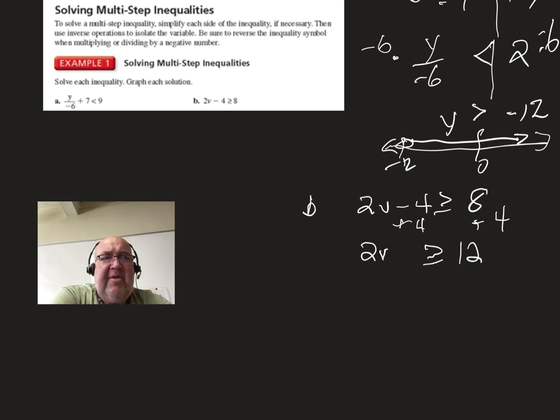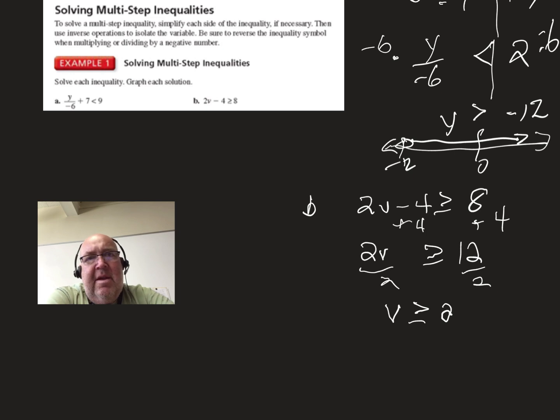Anytime you have a number next to a variable, it's multiplying that variable by that number. So we're going to divide both sides of the equal sign by 2. It was a +2, so we don't have to worry about changing the inequality direction. Greater than or equal to 6.